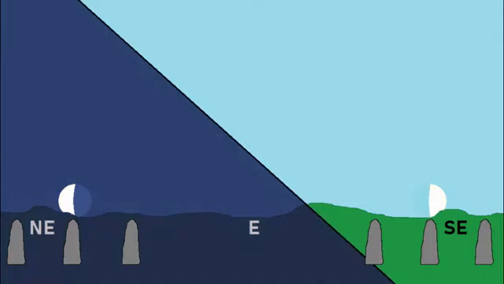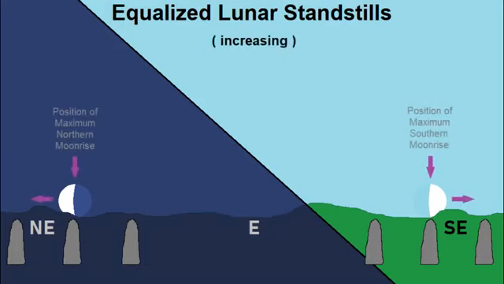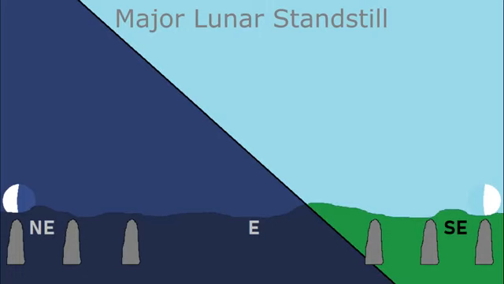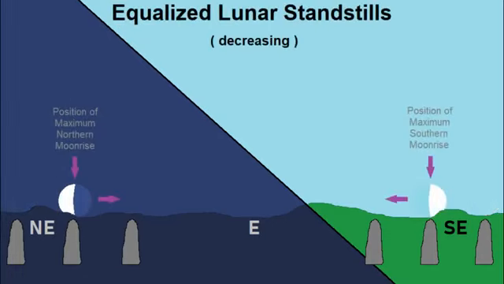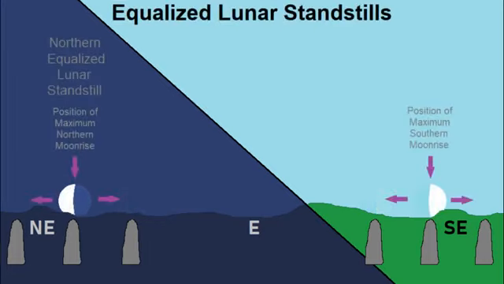These points in the cycle could be called equalized lunar standstills, one with maximum positions increasing from minor lunar standstill towards major lunar standstill, and another with positions decreasing from major lunar standstill back to minor lunar standstill. Northern equalized lunar standstill and southern equalized lunar standstill can be used to distinguish the range of the monthly swing, as with other points in the cycle.